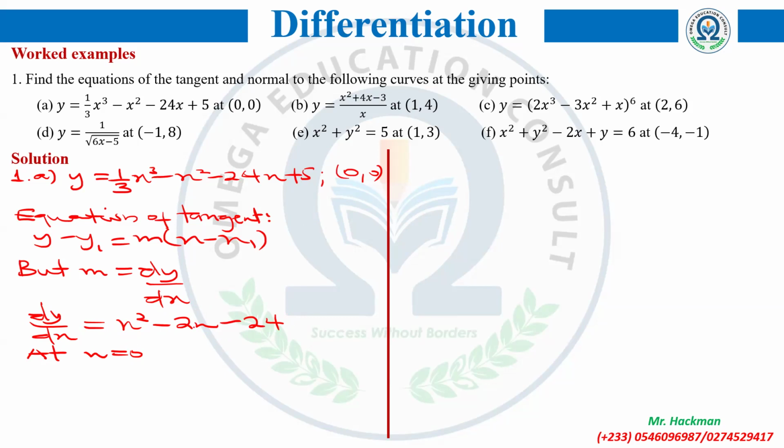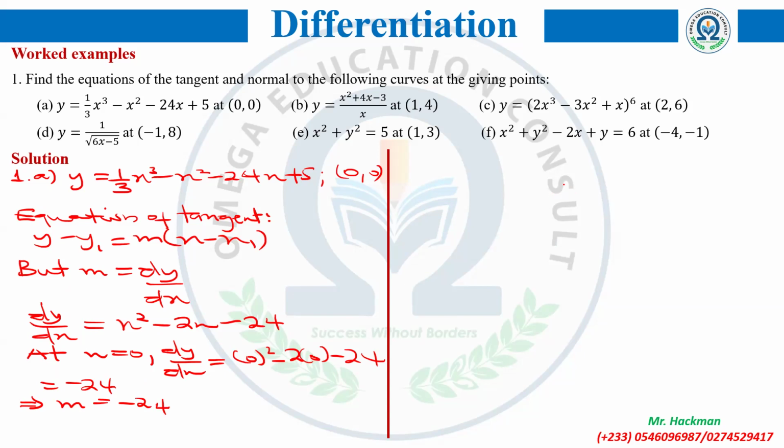But if you want to find a particular gradient at x is equal to 0, your dy/dx, which is your m, is equal to 0 squared minus 2 into 0, then minus 24, which in effect will give us minus 24. Is my point well made, my professors? So it means we know our m. So I can say that indirectly, this implies that m is equal to minus 24. Once you know your m, you are good to go.